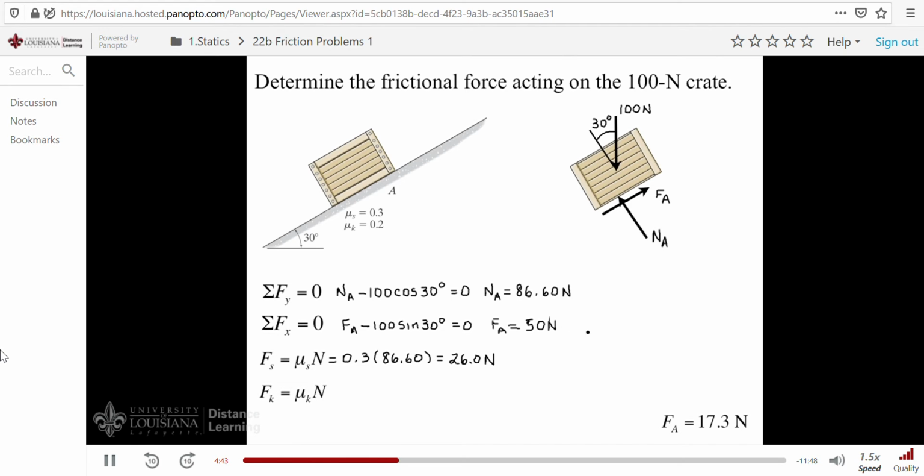Consequently, with slipping occurring, our friction force has to be calculated from the kinetic coefficient of friction. So the answer to the problem will then simply be 0.2 times 86.60. And when you do this calculation, you get the answer of 17.3 newtons. So the crate cannot sit on the plane and stay there, rather it slips downward.